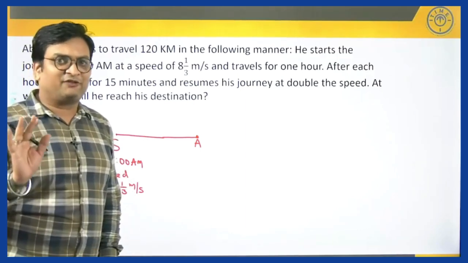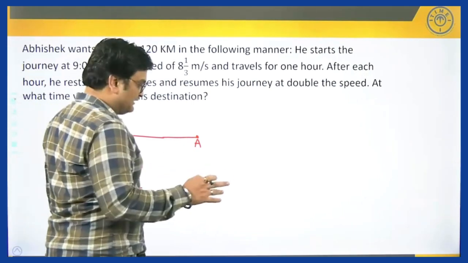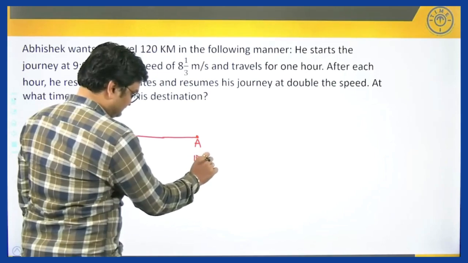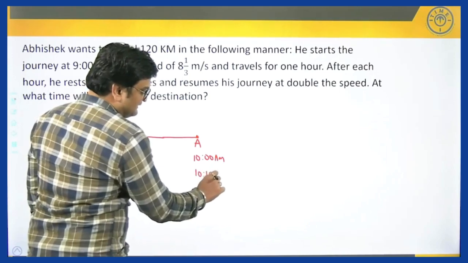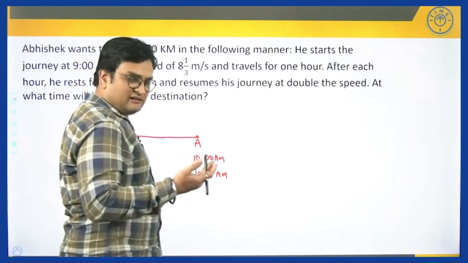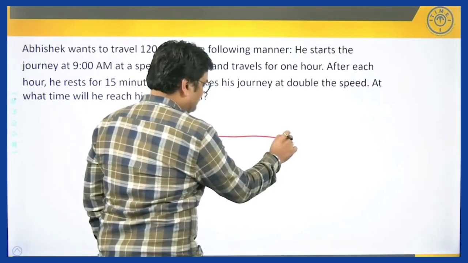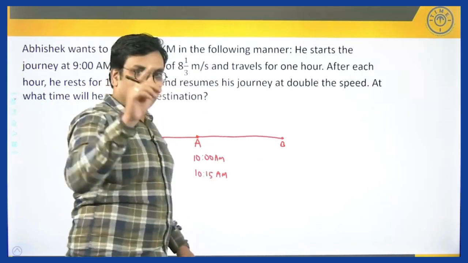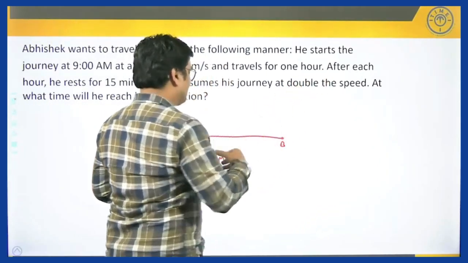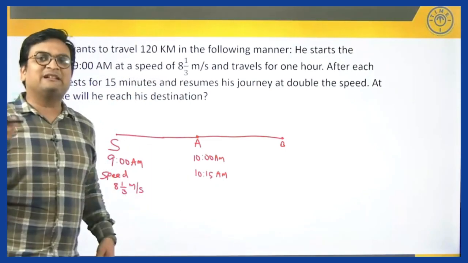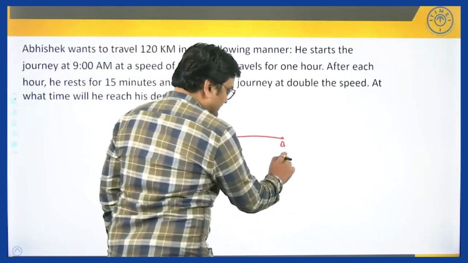After each hour, he rests for 15 minutes and resumes his journey at double the speed. So, at point A, he will be reaching at 10 AM after 1 hour. He will rest for 15 minutes, and continue his journey at 10:15 AM from point A. He will again travel for 1 hour, say to B, but this part of the journey is being done at double the speed. For example, if the speed here was 10 meters per second, it will be 20 meters per second for the second part of the journey. From 10:15, he will reach here at 11:15.